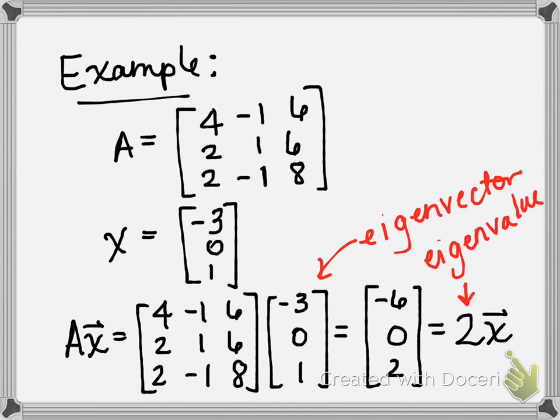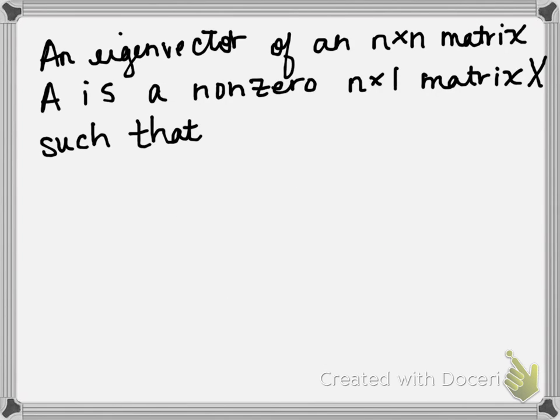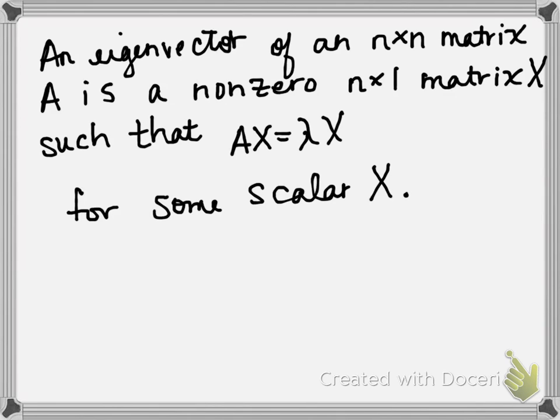So we call negative 3, 0, 1 an eigenvector, and 2 its associated eigenvalue. So this is an eigenvector of A and an eigenvalue of A. So let's get down to a more concrete definition. An eigenvector of an n by n matrix A is a non-zero n by 1 matrix X such that AX equals lambda X for some scalar, that should say some scalar lambda, not X.